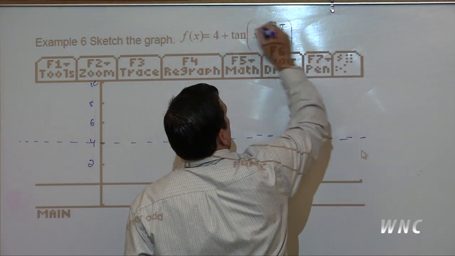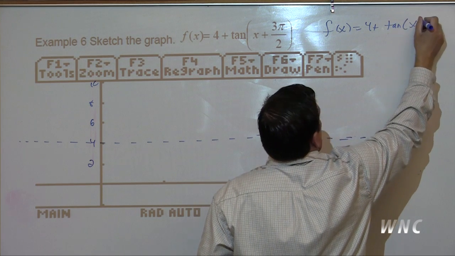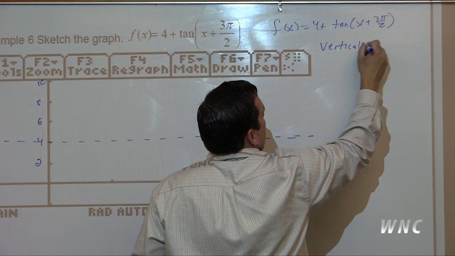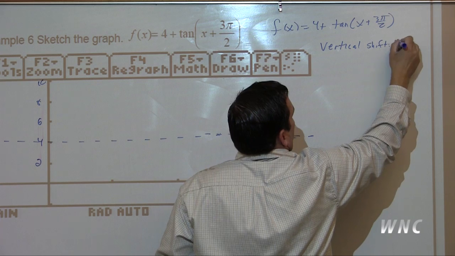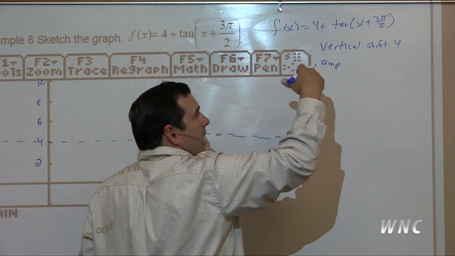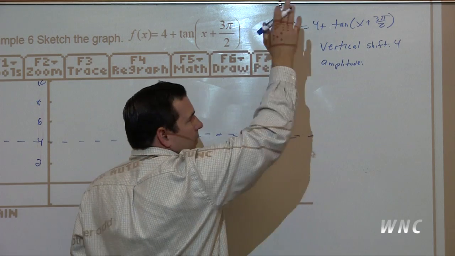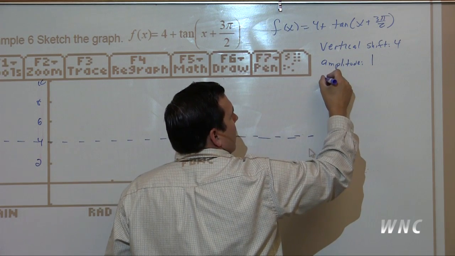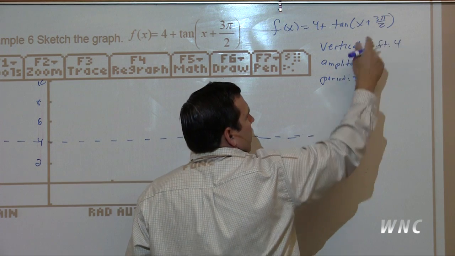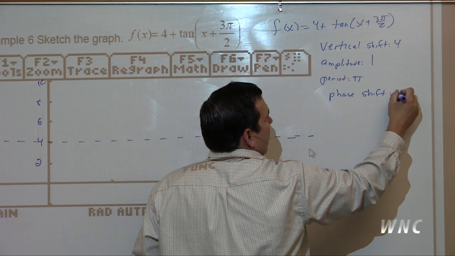So the f of x equals 4 plus tangent of the quantity x plus 3 pi over 2 means there's a vertical shift of 4. Amplitude still 1. Really, this does have an amplitude, but it goes up forever, so it's kind of hard to visualize that sometimes. Period is still pi. Well, here's what's interesting. We have a phase shift of negative 3 pi over 2.